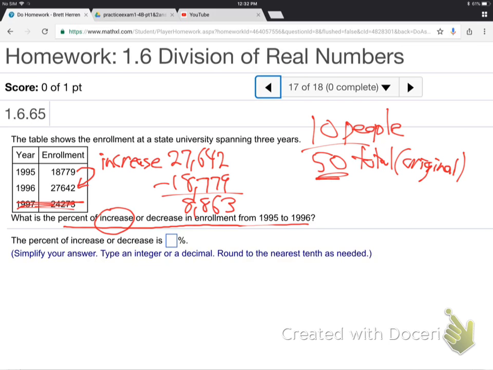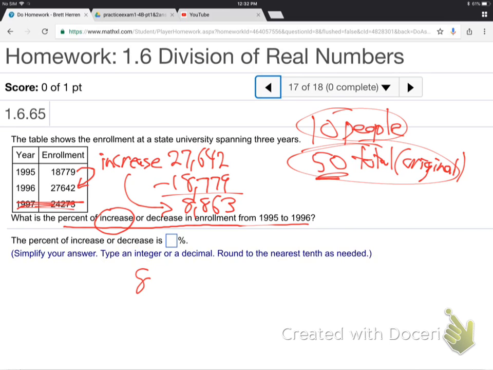8,863. So that's the increase, but that's not the percentage increase yet. That's just the actual increase. There's 8,863 more students. So now how do we do it, like me saying 10 people are going to get A's, but how do we turn that into a percentage? You got to divide by the original total number.